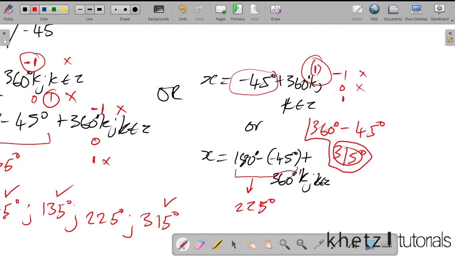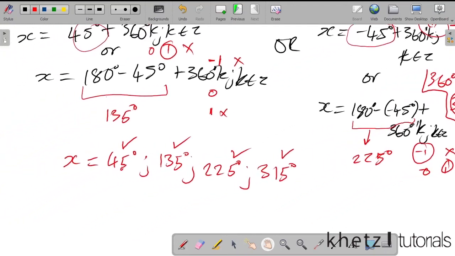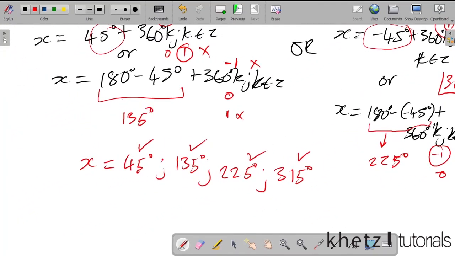Now for this last one, if you were to substitute -1, you'd be going in the negative range, which is wrong. If you were to substitute 0, you have 225, which is in our solution list. If you were to substitute 1, then you'd actually be going greater than 360, which is wrong. So the only solutions that apply for this particular problem are the following ones.